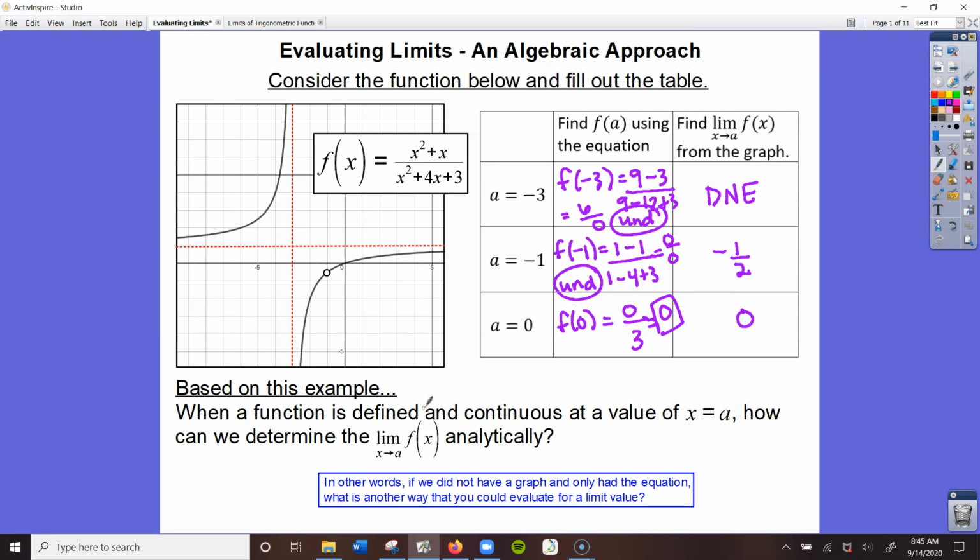So for a equal to negative 3 and for when a is equal to negative 1, we have points of discontinuity. We have the asymptote and then we have that point discontinuity, which is the hole. But if it is defined and continuous, such as when a is 0, we can determine the limit analytically, meaning algebraically, by just plugging in.